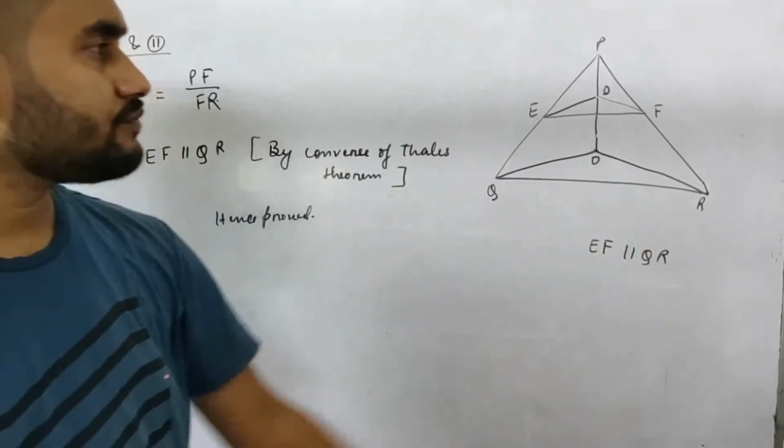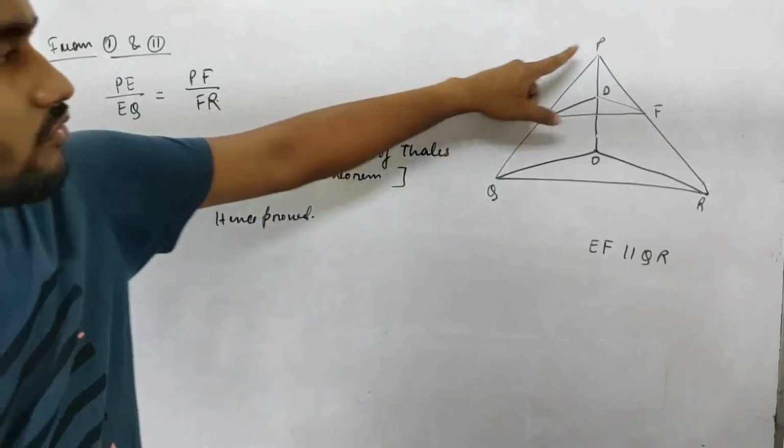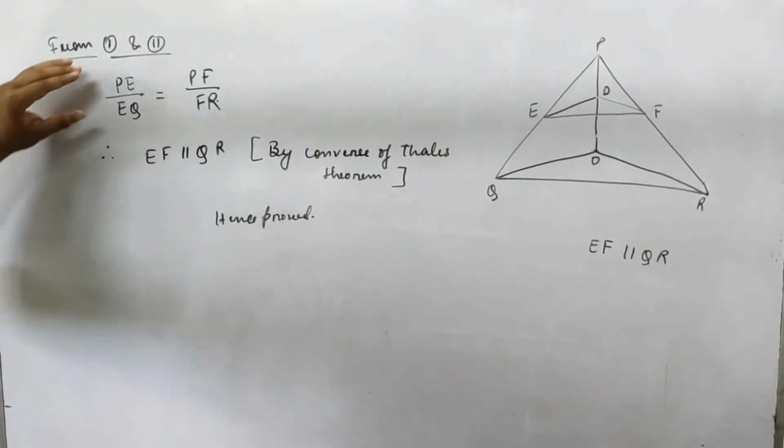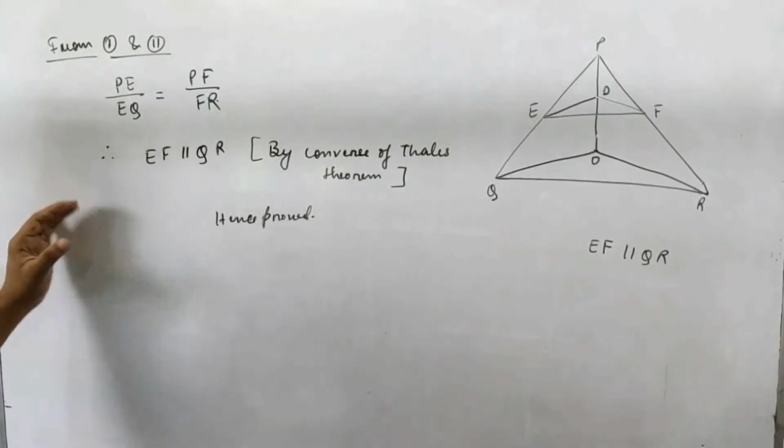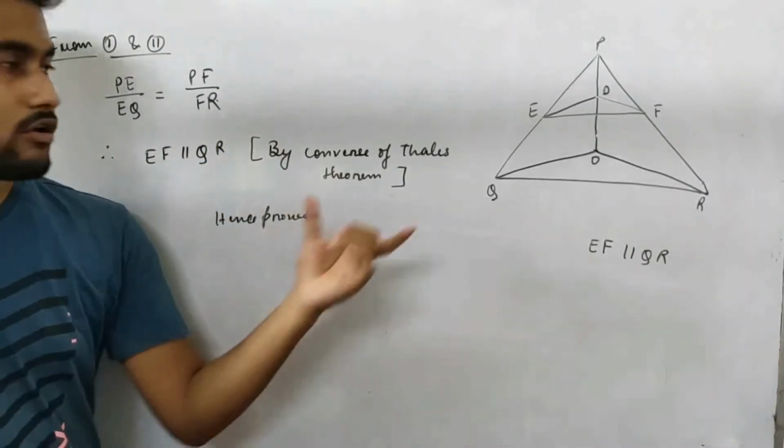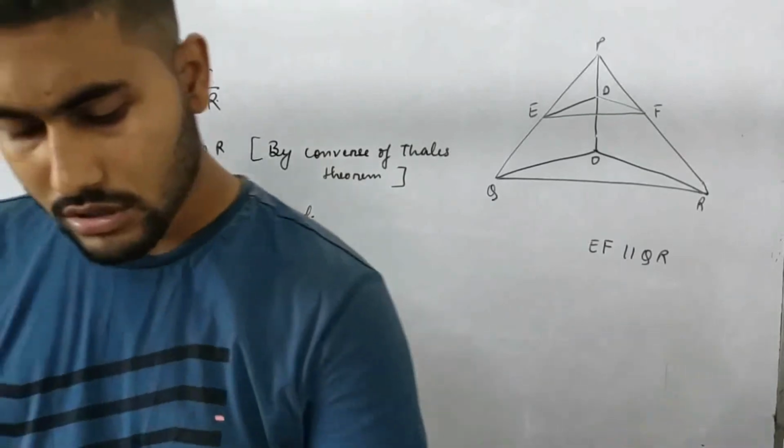When will this part come? If PE by EQ will be equal to PF by FR, and we have got exactly the same thing, PE by EQ will be equal to PF by FR. So therefore EF is parallel to QR by converse of what? Basic proportionality theorem or Thales theorem.